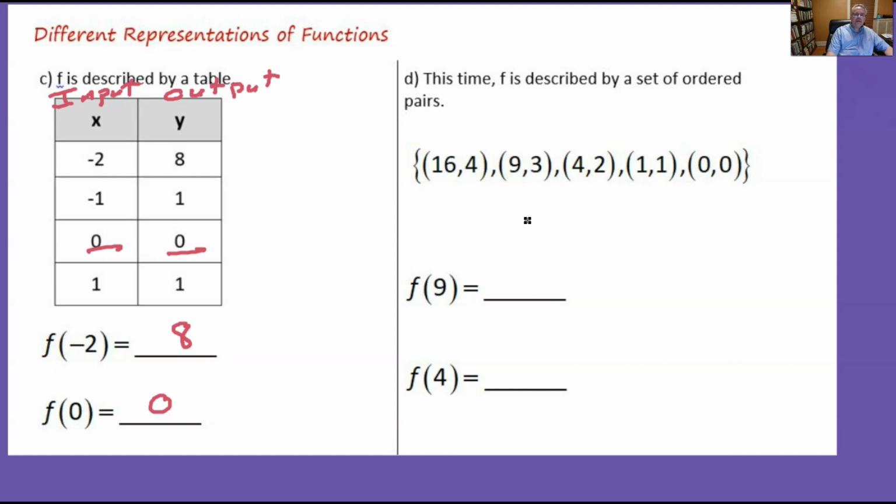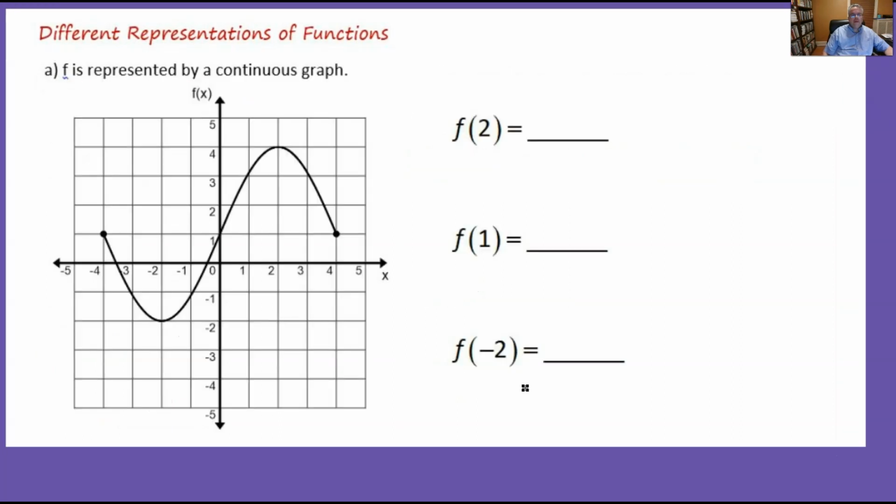Sometimes functions are listed as ordered pairs. The x-coordinate is the input, the y-coordinate is the output. So if we want to find f of 9, we've got to find the ordered pair that has x equals 9. It's this one. And when the input's 9, the output is 3. And when the input is 4, the output is 2. Okay, so tables and lists of ordered pairs are kind of nice. The input-outputs are easy to find.